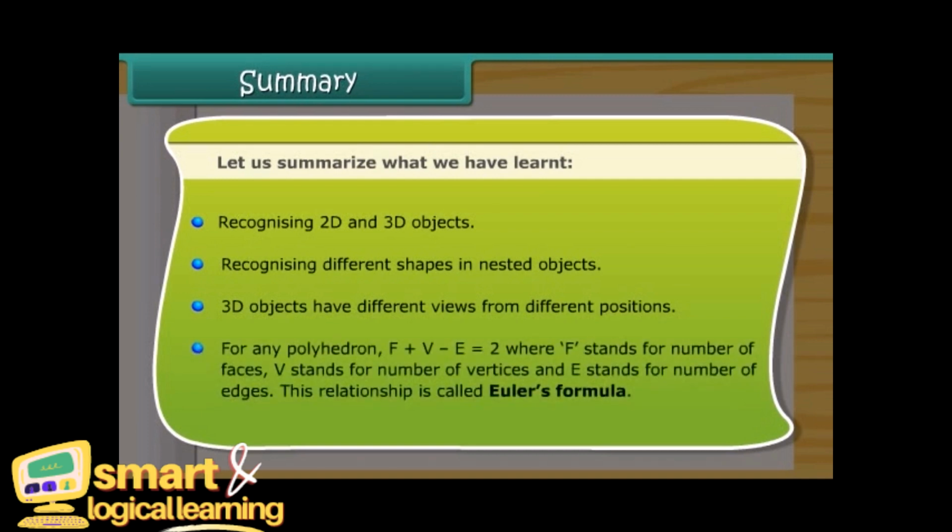For any polyhedron, F + V - E = 2, where F stands for the number of faces, V stands for the number of vertices, and E stands for the number of edges. This relationship is called Euler's formula.